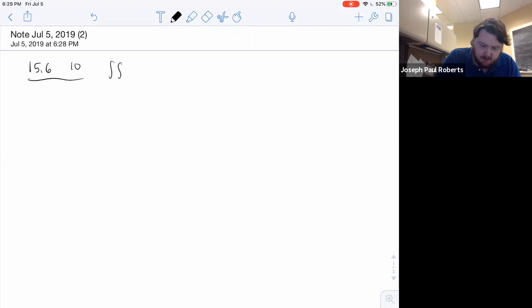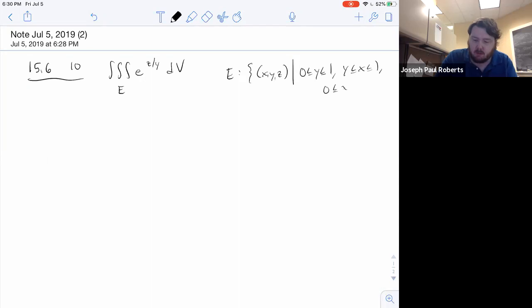It starts off, you're asked to do the triple integral of e to the z over y. And this region E is given by points x, y, z in space, such that y is between 0 and 1, x is between y and 1, and z is between 0 and xy.